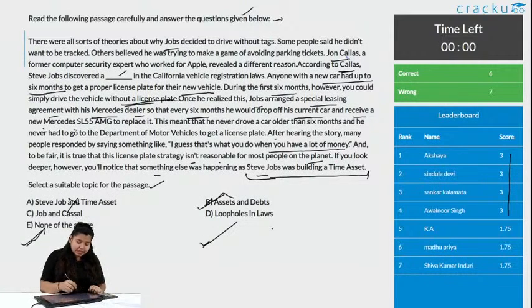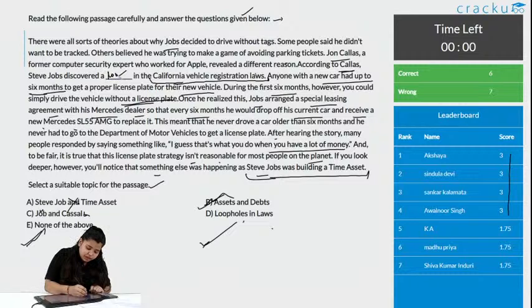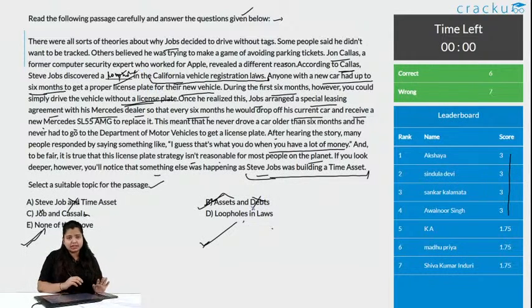So, let us see the elimination method. How we can see this and eliminate options. It can be Jobs and Callus, yes, as we are talking about this person and he is talking. Loophole in the laws, yes, there was a loophole in California vehicle registration law. So, if we are talking about a loophole in the vehicle law, it should be loophole, but we will check with this also. The other is asset and debt. There is no mention of debt, it is a time asset, not monetary, but a time asset. So, not this, not this.